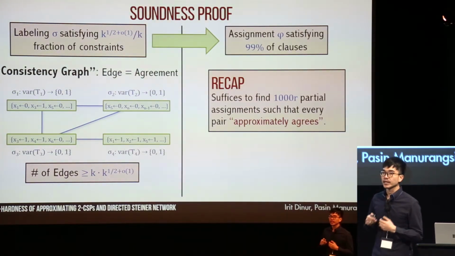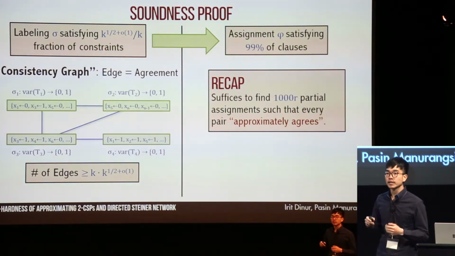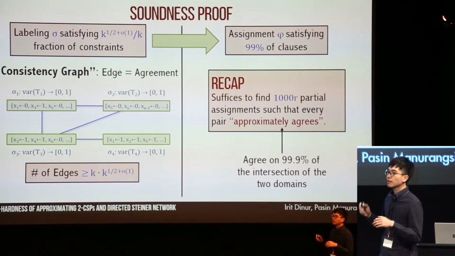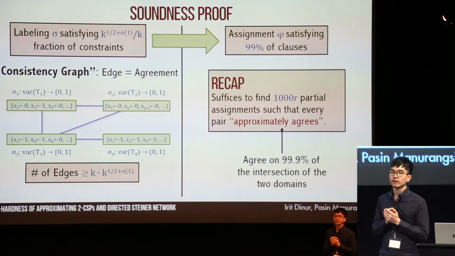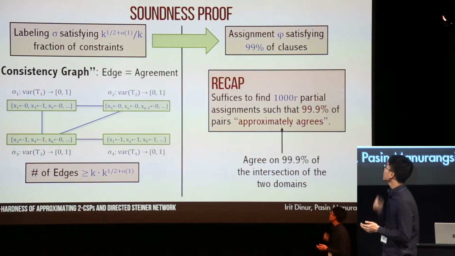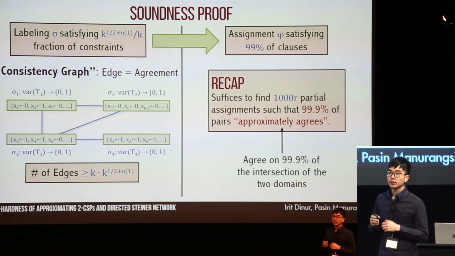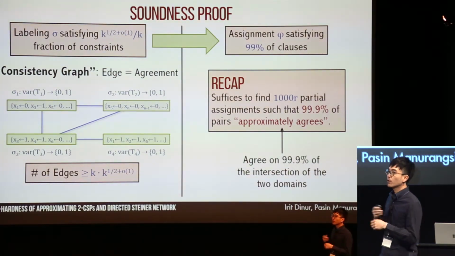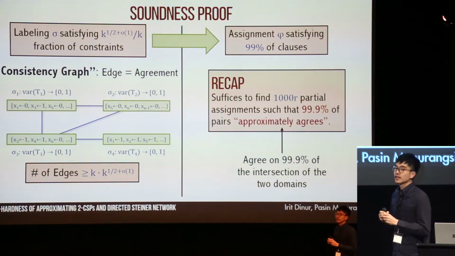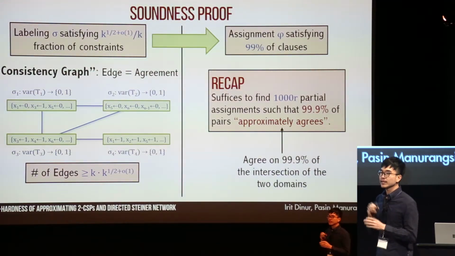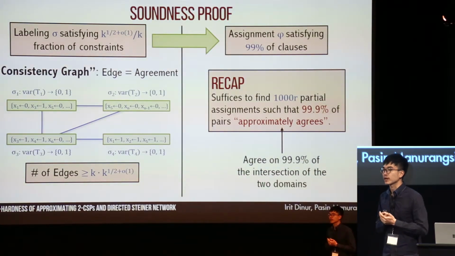We can relax this a bit and ask for a partial assignment that only approximately agree with each other. And by that, I mean they agree on 99.9% of their intersection. And further, we can even relax this further and ask for partial assignment such that 99.9% of the pairs approximately agree with each other, and it's also not hard to see that this still suffices.